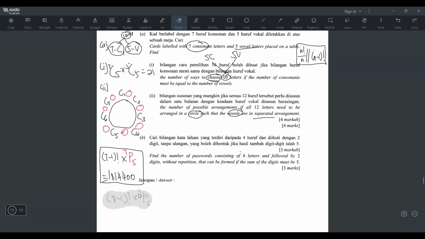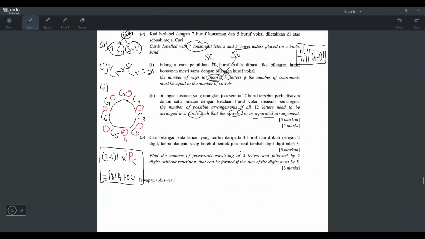Let me explain one more time. You want to arrange 7 consonants in a circle, so it's 7 minus 1 factorial, or you can say 7 factorial divided by 7. Then the remaining 5 vowels, I have to arrange in the gaps between the consonants, because you want them separated. Count the gaps between the consonants, the red color is the gap: 1, 2, 3, 4, 5, 6, 7. There are 7 empty gaps, and you choose 5 of them to arrange the vowels. That's why it's 7P5. Then multiply them together and you get the answer. Hope you understand.